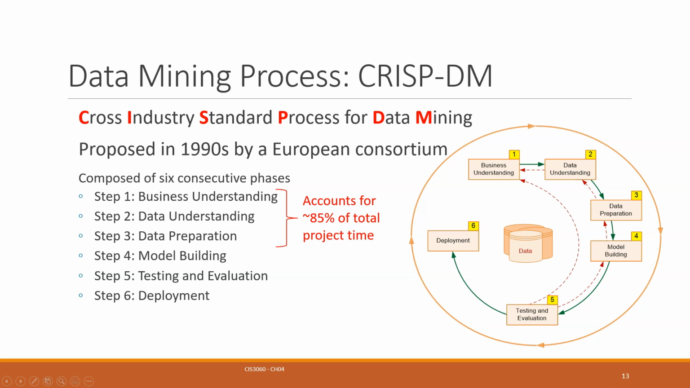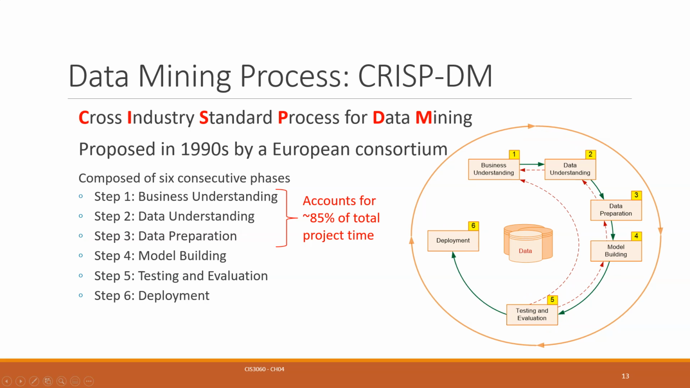The CRISP-DM stands for the Cross-Industry Standard Process for Data Mining. It starts with understanding the business problem, then understanding the data, and of course, if there's need, you might iterate back to the previous step. But once you understand your data, you now need to prepare it, build your model, perform some testing, and once this is acceptable, you deploy it.